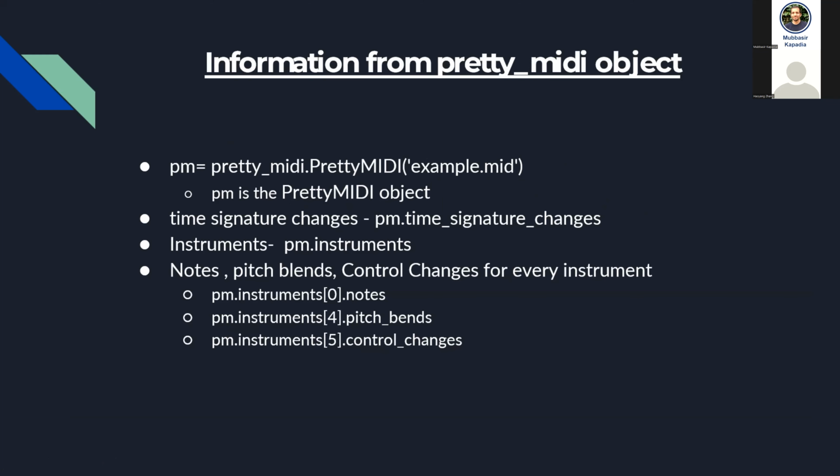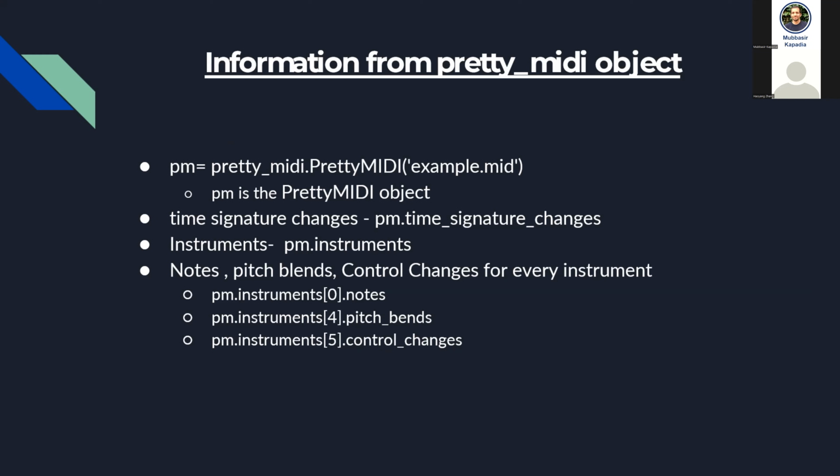By using the Pretty MIDI object, we can actually learn a lot about the audio file. As you can see in the first step, we just create a PM, which is the Pretty MIDI object. Using that object, we can see the time signature changes and also the instruments that have been used in that audio file, like piano or drums.